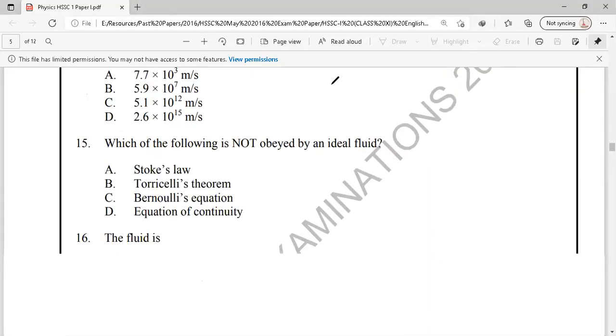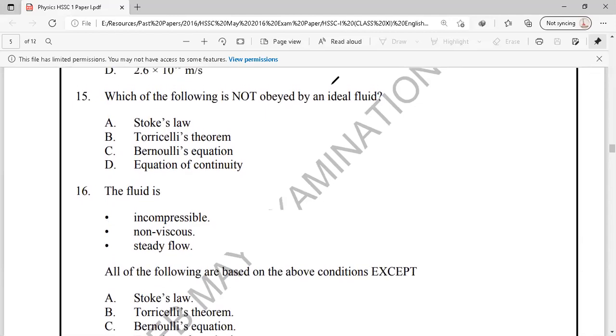Let's come to our next question, question number 15. Which of the following is not obeyed by an ideal fluid? We know that the ideal fluid is the one which has a steady flow. There is no force of friction or drag force between the molecules of the fluid. So the correct answer for this question is option A, Stokes' law. Stokes' law states about a drag force acting on a body moving through a fluid. The other three options, Torricelli's theorem, Bernoulli's equation, and the equation of continuity, are all related to the ideal fluid.